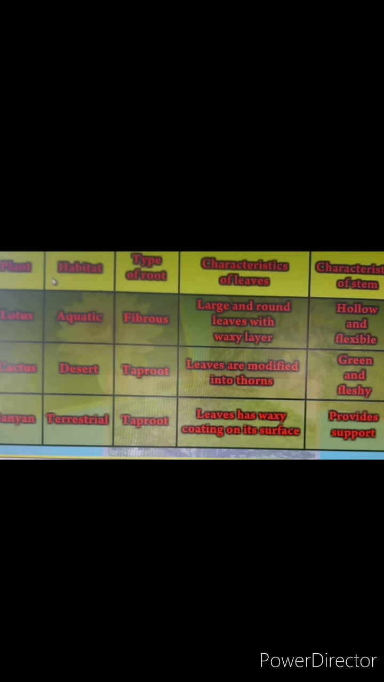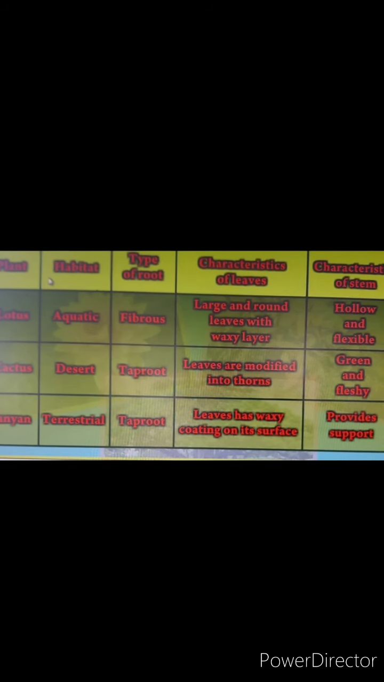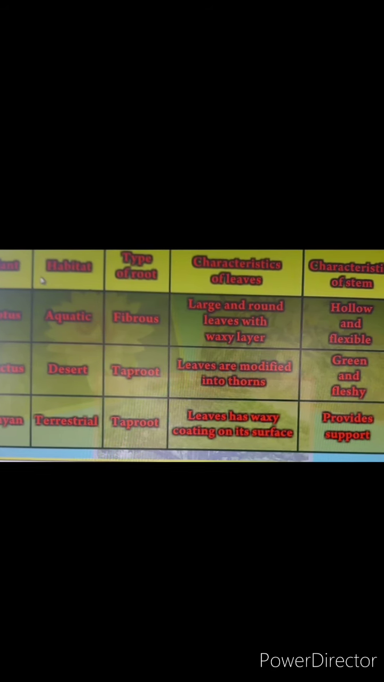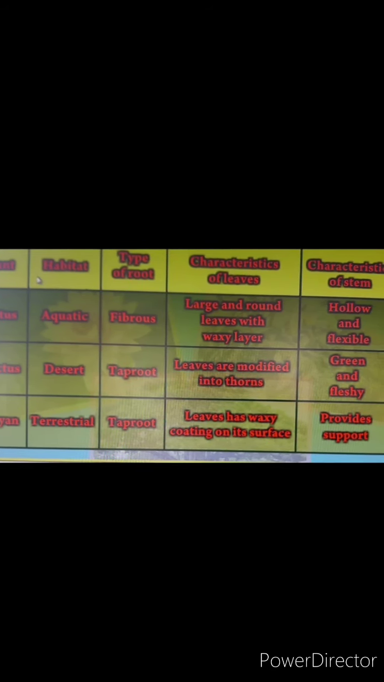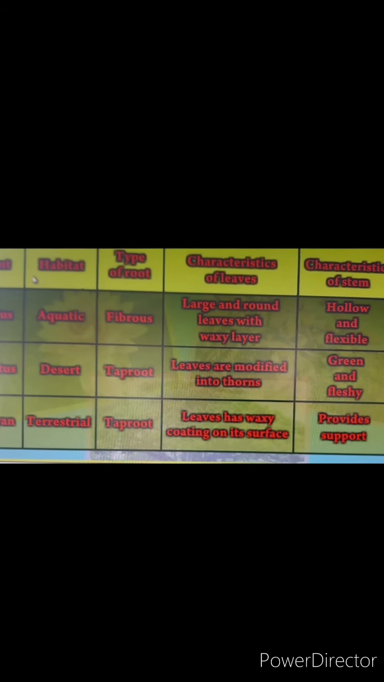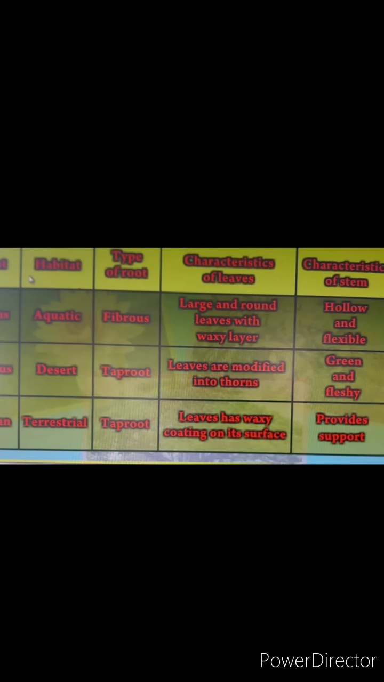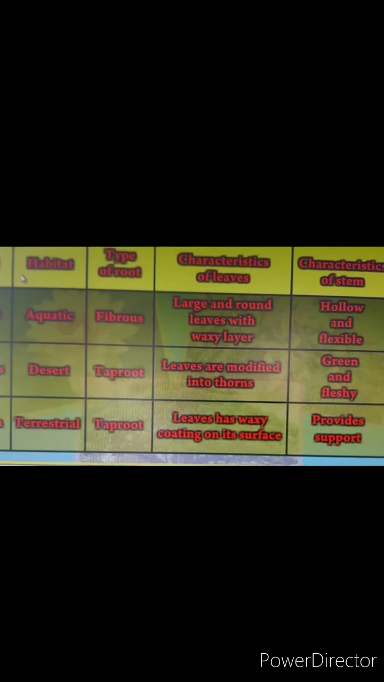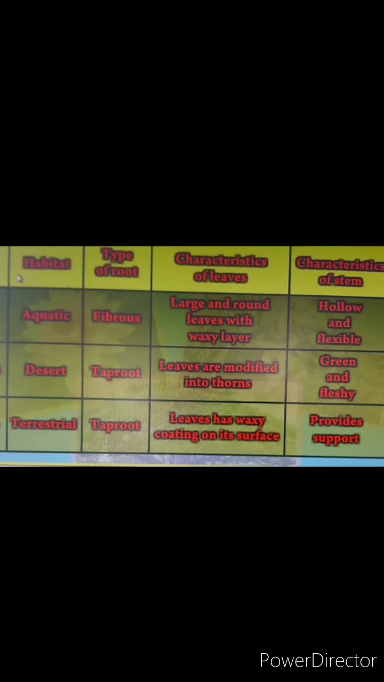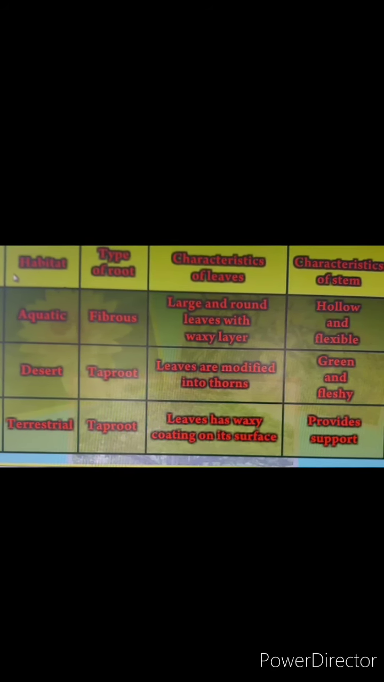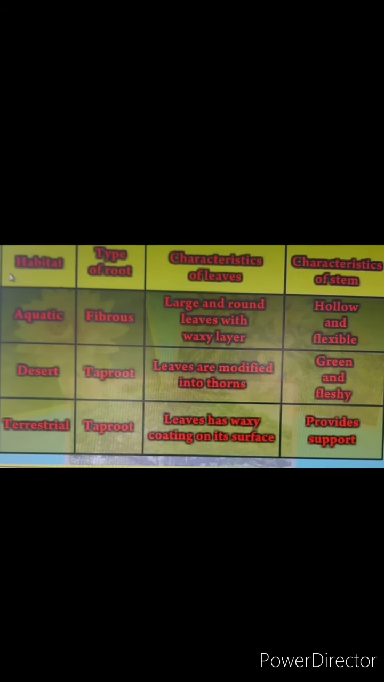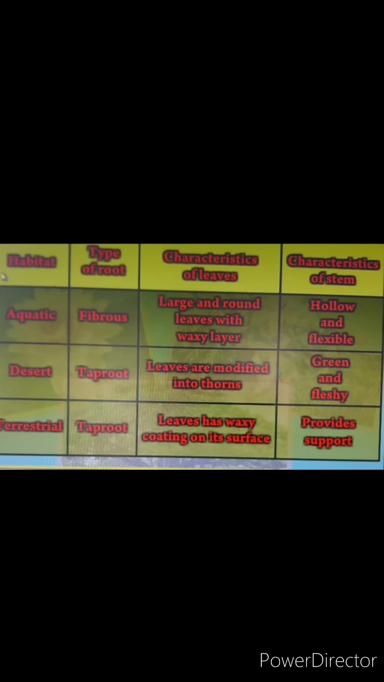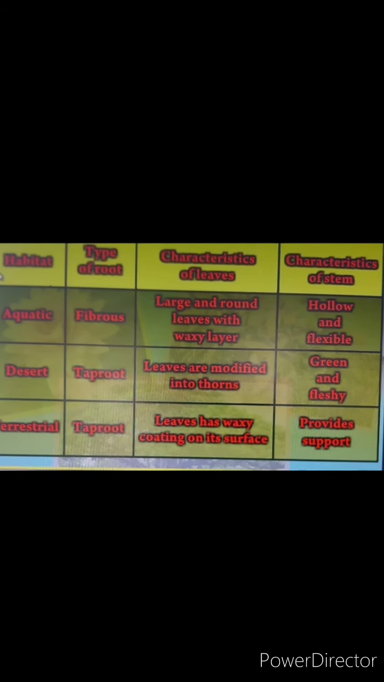First example is the lotus. Lotus habitat is aquatic, type of root fibrous, characteristic of leaves large and round with a waxy layer, characteristic of stem hollow and flexible. Next is the cactus. Its habitat is the desert. Roots are taproots, leaves are modified into thorns and the stem is green and fleshy. Banyan tree, it is a terrestrial plant. Taproots are there, leaves have a waxy coating on the surface and provide support. These observations you have to write in the notebook.